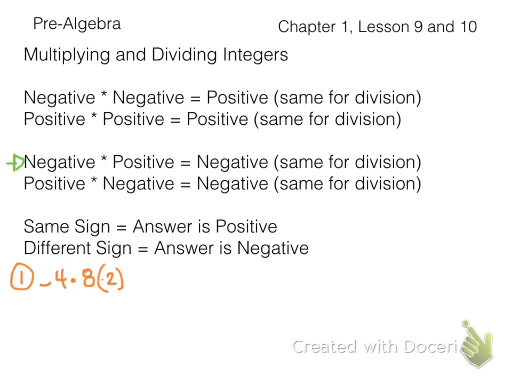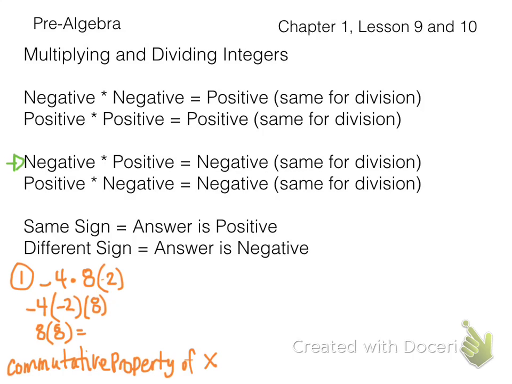So, here's an example. We have negative 4 multiplied by 8 multiplied by negative 2. I'm going to use the commutative property of multiplication and rearrange it so that I have negative 4 times negative 2. A negative times a negative is a positive. Negative 4 times negative 2 is positive 8. Positive 8 times positive 8 is positive 64.